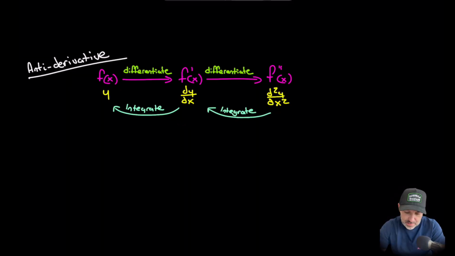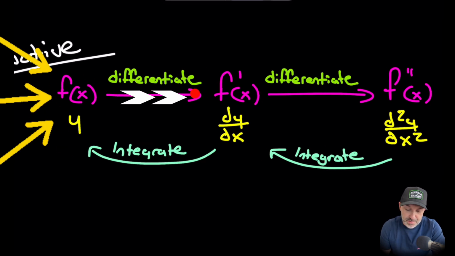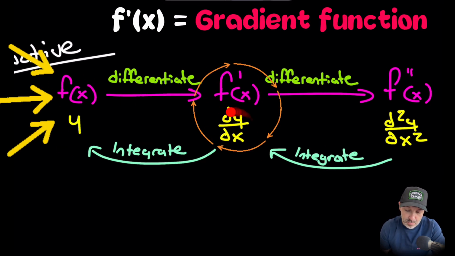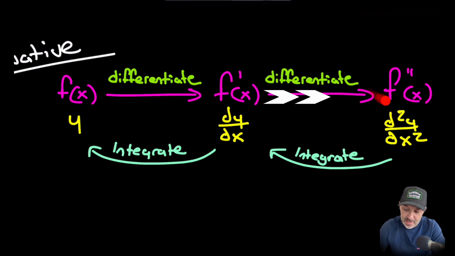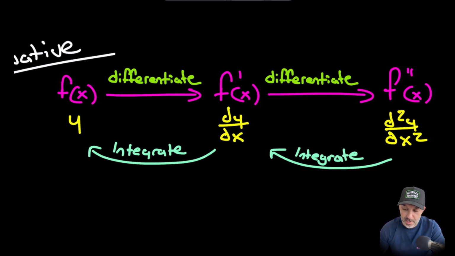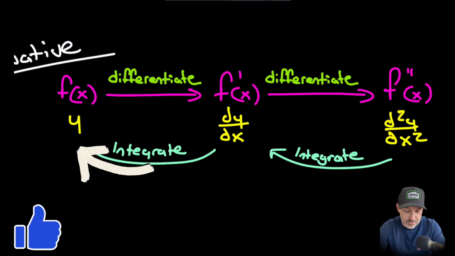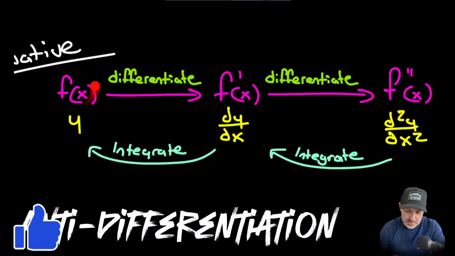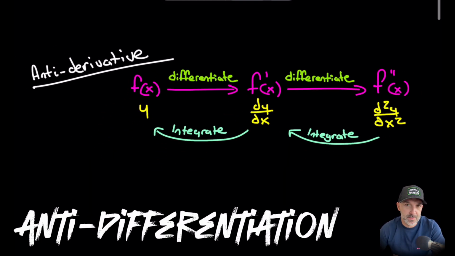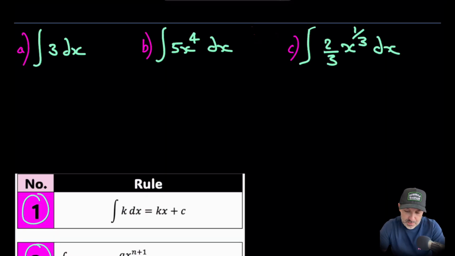Just before we start, let's get this absolutely clear for everyone: if you start off with a function and you differentiate it, you get f prime or dy by dx. If you differentiate it again, you get f double prime or d2y by dx squared. That is a measure of concavity. If we integrate those expressions, then we move back the other way, resulting in the original function that we had. That is known as the antiderivative, or antidifferentiation in some courses.